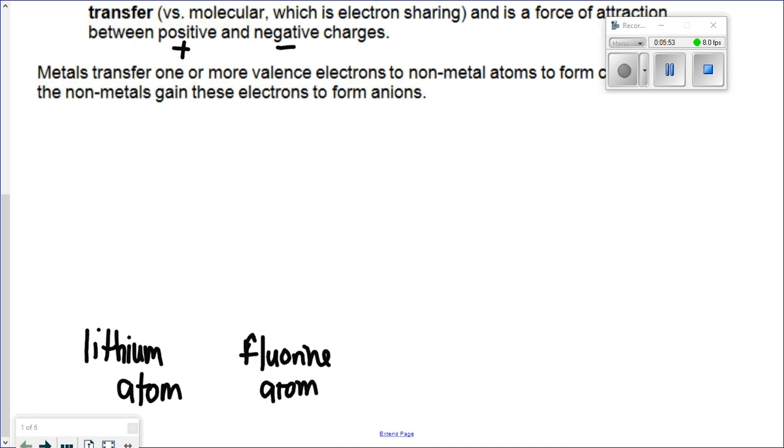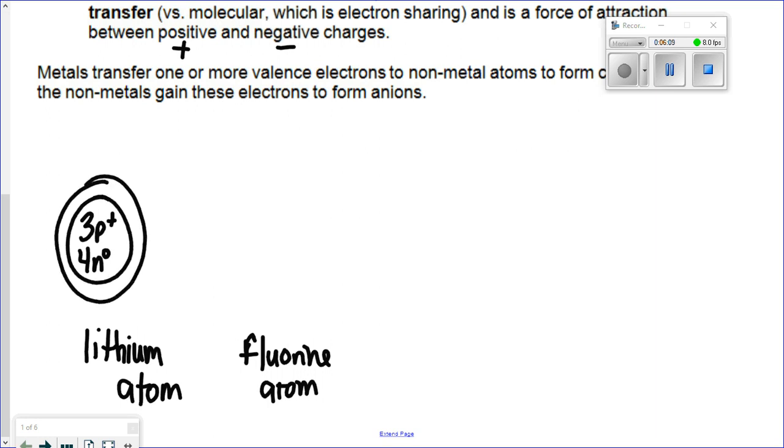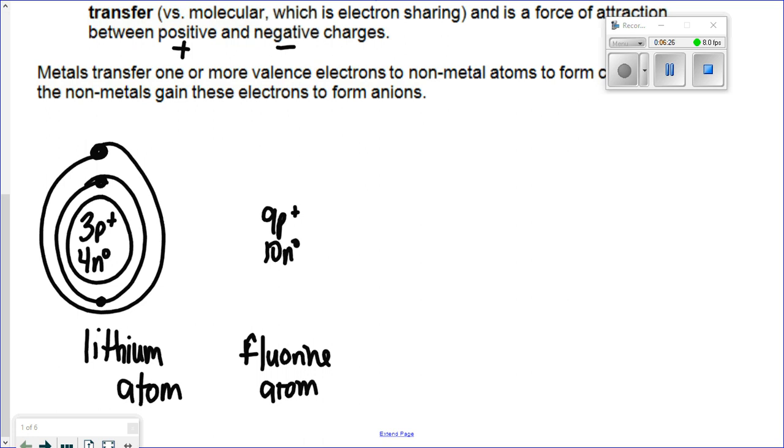So lithium in the periodic table, it's atomic number 3. Oh, it has 4 neutrons. That looked messy. So when we're talking about an atom of something, again, we know that we are going to have our number of protons equal to our number of electrons, so representing 3 electrons there. Fluorine, 9 protons, 10 neutrons.